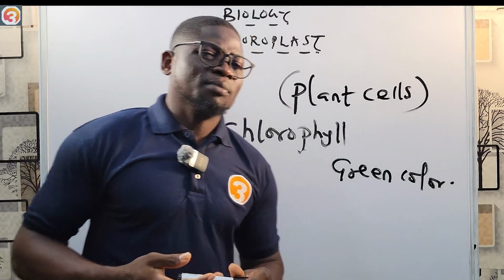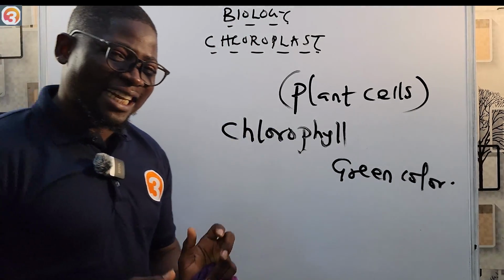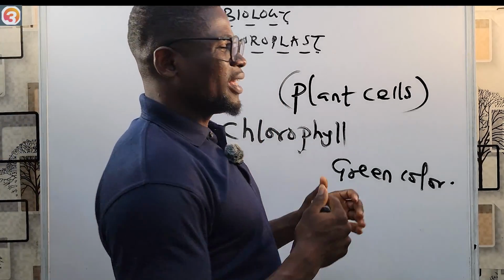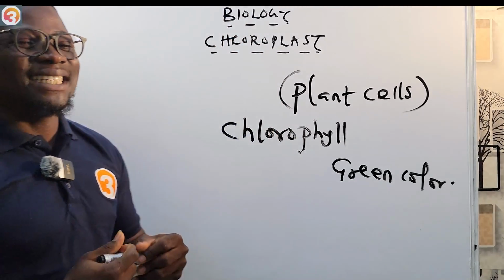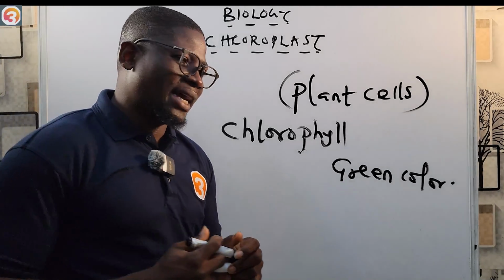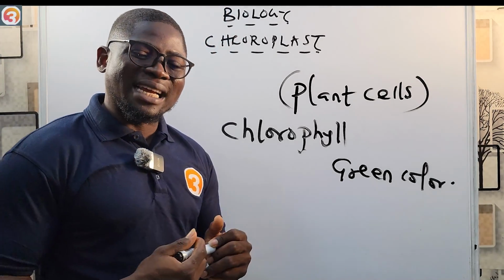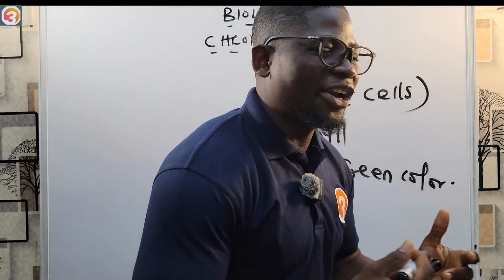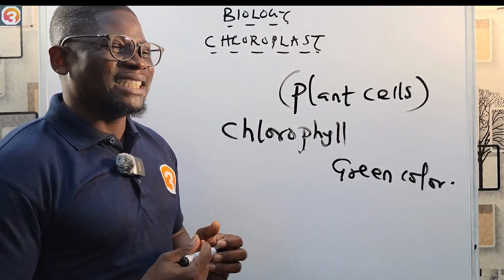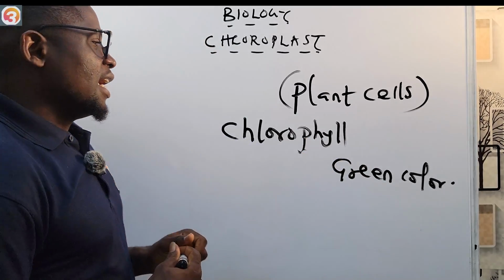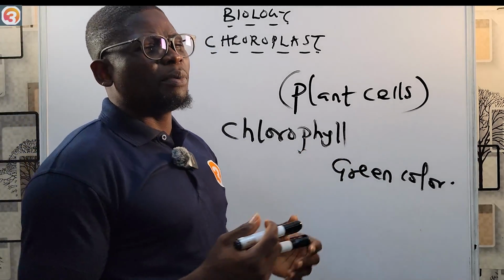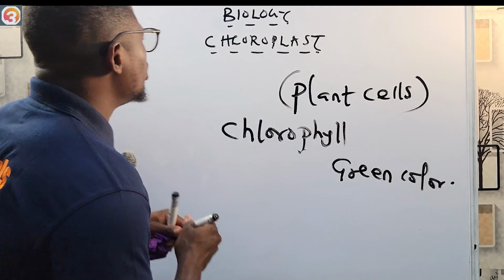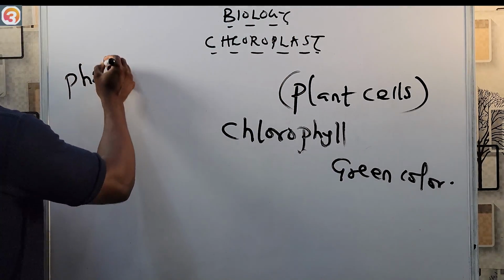I'll go over that again: the chloroplast is a cell organelle that is located only in plant cells, and it has a substance called chlorophyll, which gives plants their green color. And it is important to know that the main function of the chloroplast is photosynthesis.